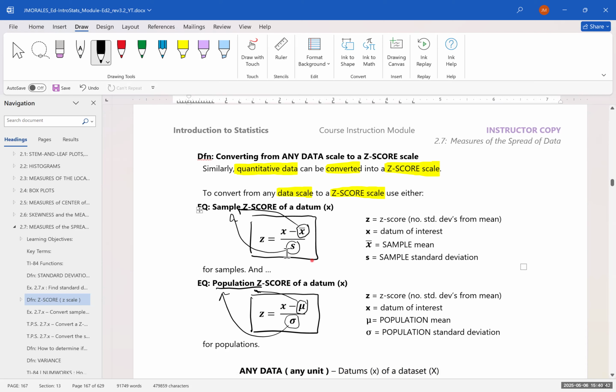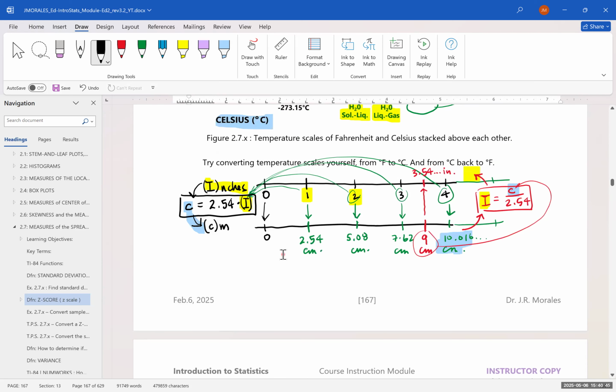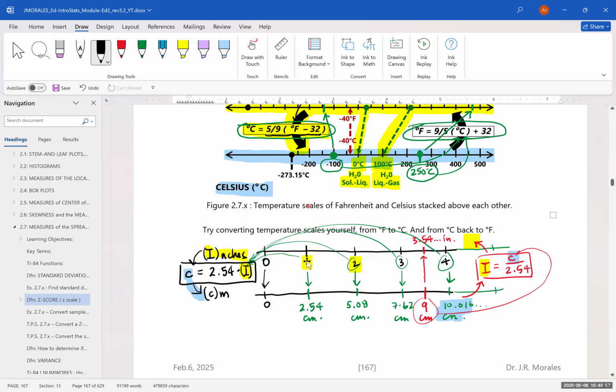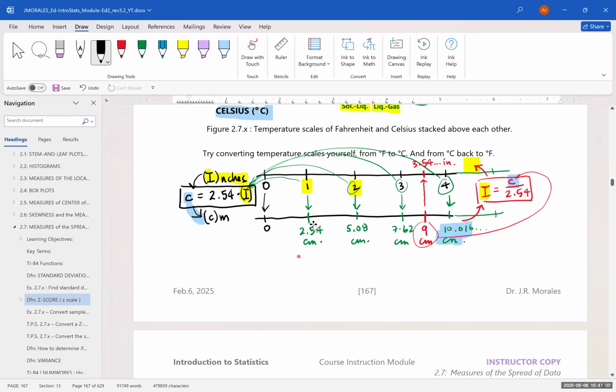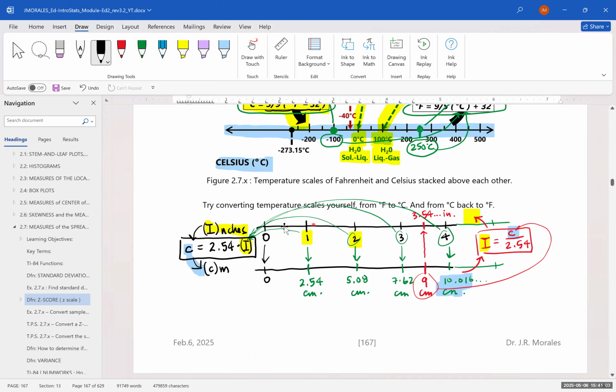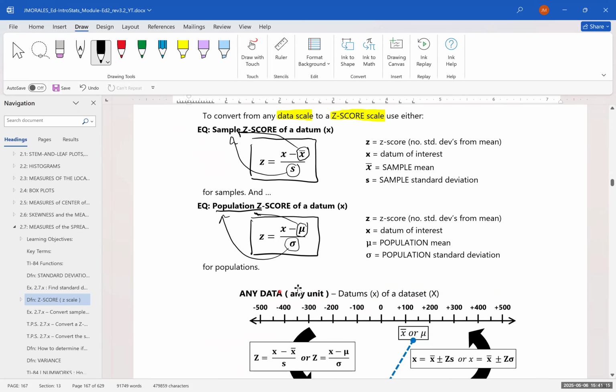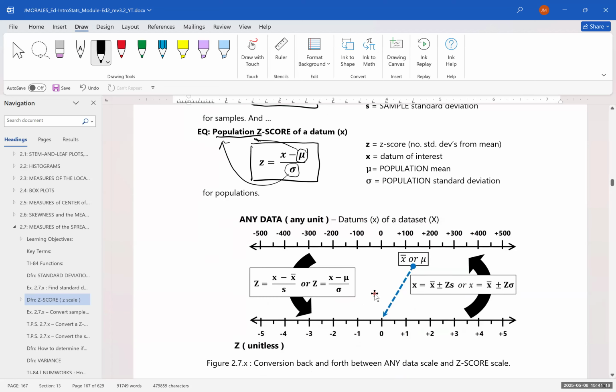So this equation here is very similar to the equation that we used to convert Fahrenheit into Celsius, except if we wanted to convert Fahrenheit into a z-score, we would use this equation. If we wanted to convert inches into a z-score, we would use this equation. Okay? And so this is kind of what I mean about converting any data unit into a z-score.